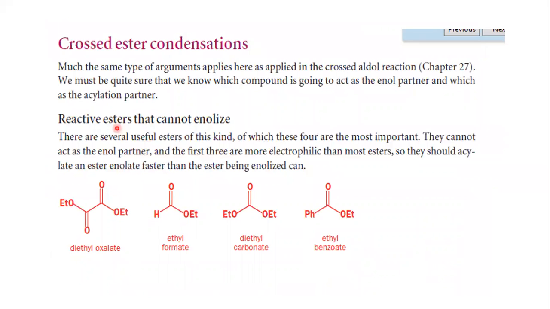Now, something called crossed ester condensation. We'll try to see, if there are 4 different esters given to you, cross ester condensations, very similar to cross aldol condensations, where we had taken 2 different starting materials. So now we are going to take 2 different ester molecules and try to react them with each other. The first one, diethyl oxalate, is one ester that is given to you. It has 2 carboxyl groups, C double bond O, ethyl formate, diethyl carbonate, and ethyl benzoate.